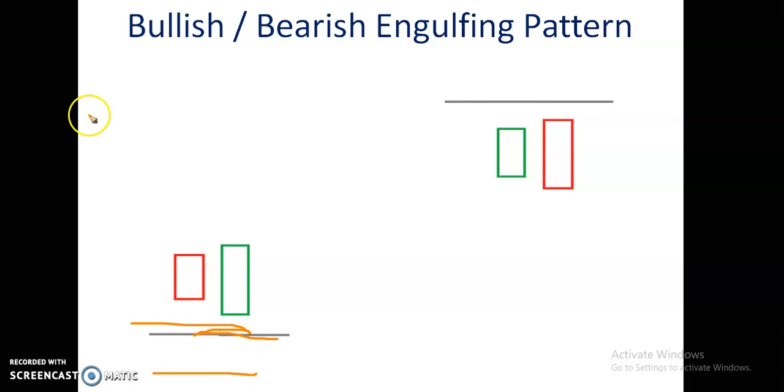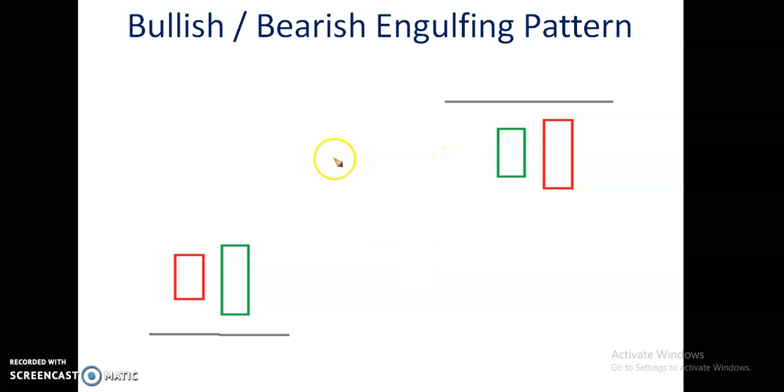So what is the behavior here? You can see this is the open and close. Next candle, price just opens in a gap down and closes above the previous lower point. So the previous candle's lower point is somewhere, but the next candle closes above, so it's like it is engulfed by this bullish candle. That is called bullish engulfing. The opposite is called the bearish engulfing pattern.